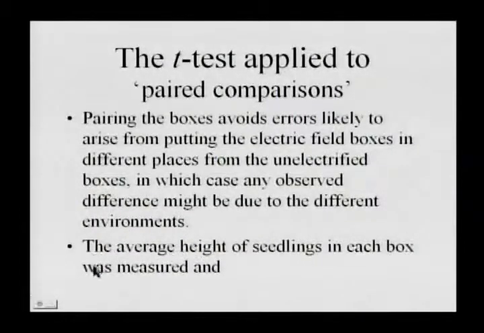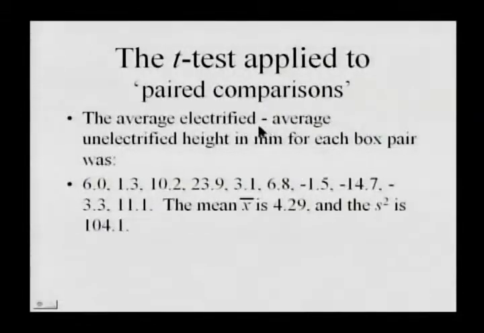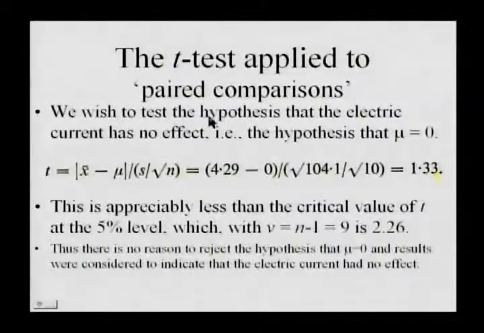The average height of seedlings in each box was measured, and the average electrified minus the average unelectrified height in millimeters for each box pair was, as we see here, with a mean of 4.29 and a variance of 1.04. In this case, we wish to test the hypothesis that the electric current has no effect. The hypothesis is mu equals 0. So the t-test statistic is the absolute value of x bar minus mu, over the standard deviation divided by the square root of n, so it would be 4.29 minus 0. We're testing if it's different from 0. Divided by 1.04 divided by the square root of 10, equals 1.33.